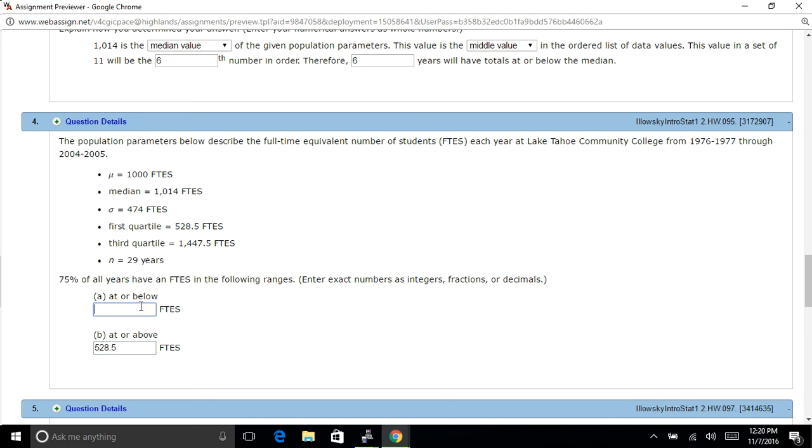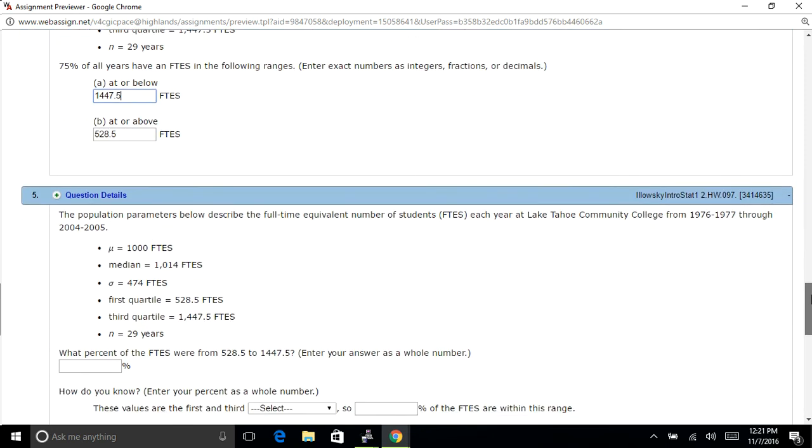All right. So then I want to know that next for at or above. Well, I know that my third quartile means that 75% is below my third quartile. So that's why I'm going to put my third quartile here. So what I'm saying here, if I'm below my third quartile, I'll get 75% of the data. If I'm above my first quartile, I'll get 75% of that data. That's what that's just saying. It's not worded very well, but that's what it means.